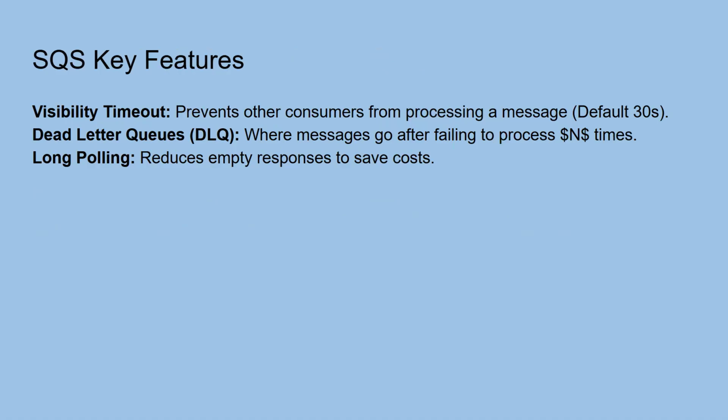So again, we just talked about dead letter queues, where messages go after failing to process, and visibility timeout, which prevents other consumers from processing a message. And now long polling. Long polling reduces empty responses to save costs. Instead of constantly asking, is there a message yet, the consumer waits briefly for a message to arrive. This reduces cost and unnecessary requests, because again, everything we really want to focus on in AWS is keeping it up and running and keeping the cost low.